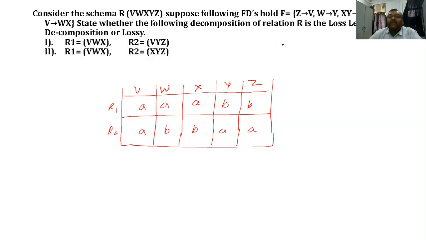Now see from the FD, Z determine V. In Z, there is no pair of A. W determine Y, no pair of A. XY, no pair of A. And V, yes, pair of A. V determine WX, yes, A and A. So what happened here? One row contains all A. So here you can write, yes, this is lossless decomposition.